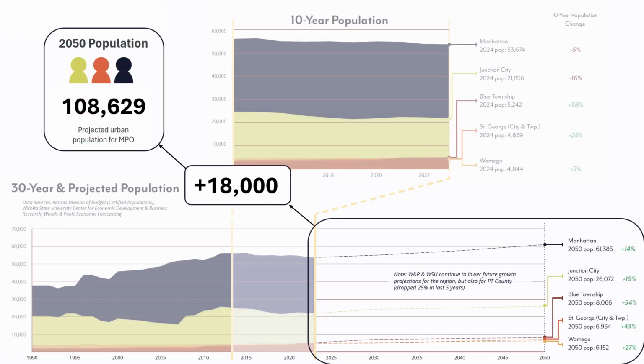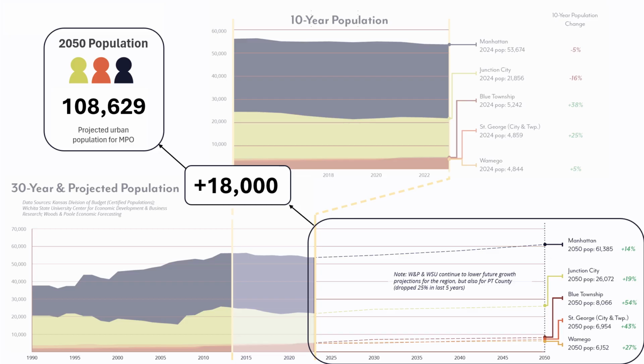Despite the last decade of stagnation, future projections from the industry standard leaders of Woods and Poole predict considerable growth for all urban areas. Region-wide urban growth of 20% is projected, adding another 18,000 people, for a total urban population of 108,000 people living in the 5 urban and suburban areas shown on the map.